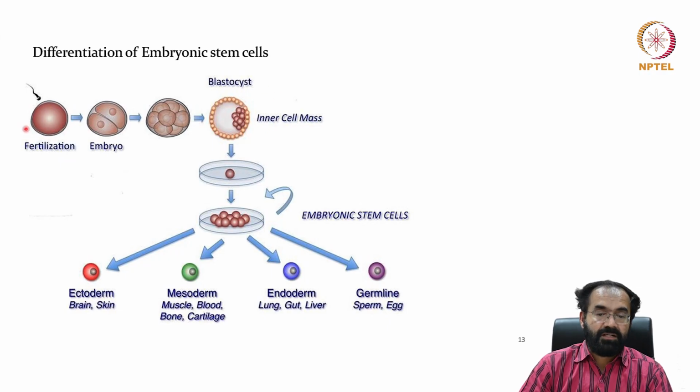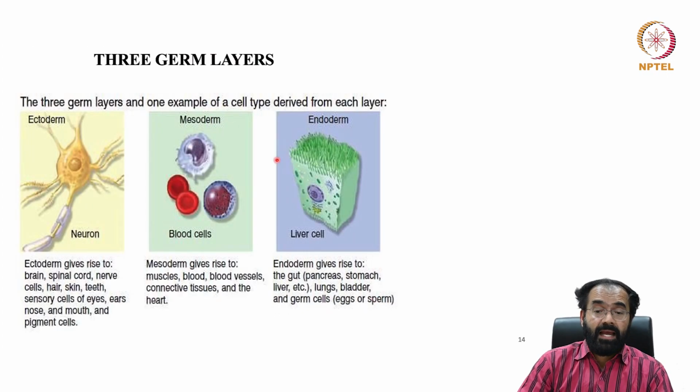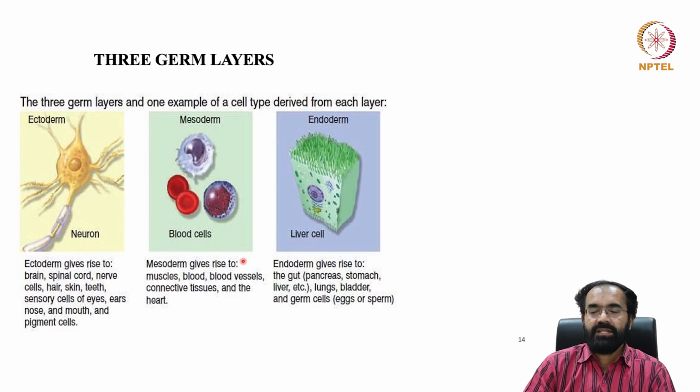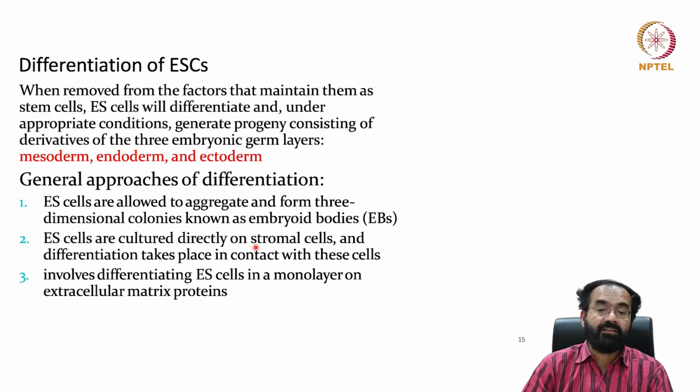Differentiation of the embryonic stem cell. So: fertilization, embryo, group of cells, inner cell mass. Collect it, culture it, and you keep passaging it, and you can give rise to ectoderm: brain, skin; mesoderm: muscle, blood; endoderm: lung, gut; and germline: sperm, egg. You can make anything. Just your imagination is enough to make anything. And 3 germ layers can be given rise to. That is, the 3 germ layers, with one example of a cell type derived from each layer: ectoderm derived, mesoderm derived, endoderm derived. We have 3 main germ layers, and they can give rise to each and every cell type that is present in our body.